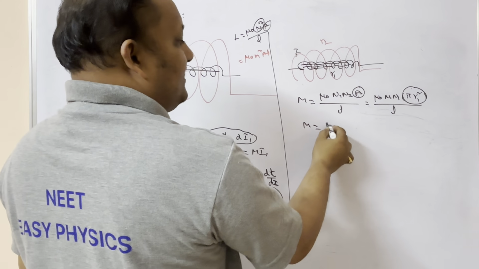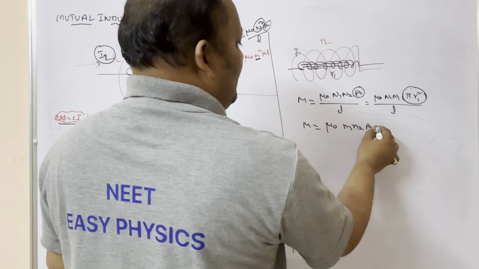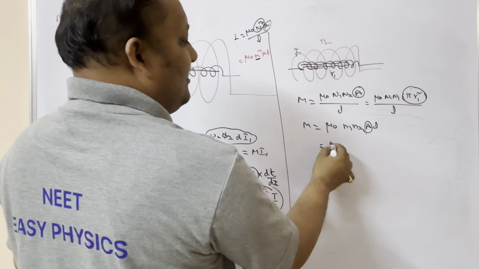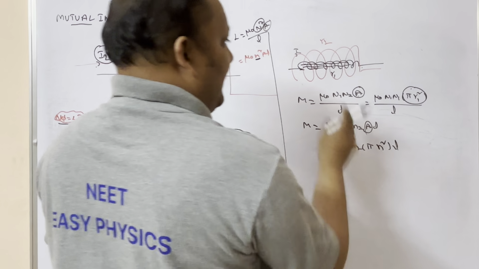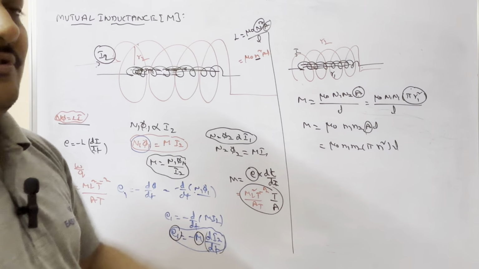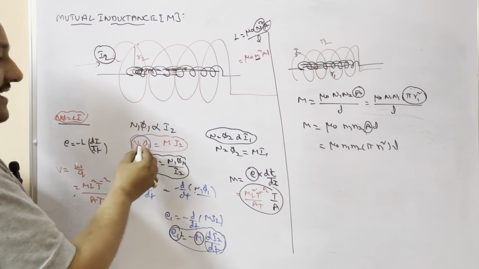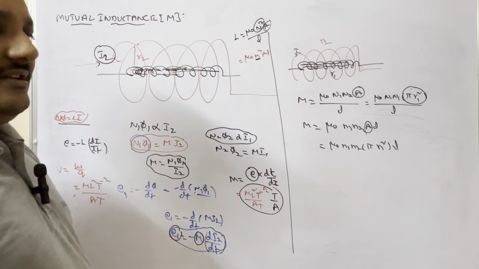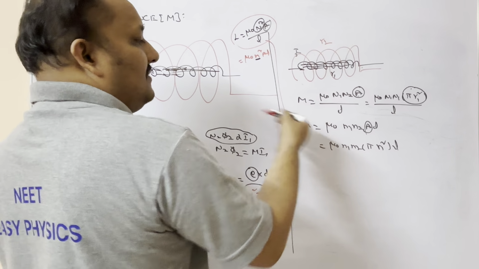So without derivation, I am just giving: small n is there means small n1 n2 AL. Again, which area we should take? Mu naught n1 n2 pi r1 square L. For this diagram, this is going to be correct. If you want to derive, you can derive like yesterday, n phi equal to BA, like that we can take. But derivation is not required, already we derived for this.